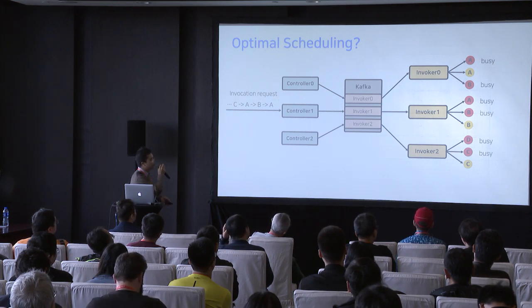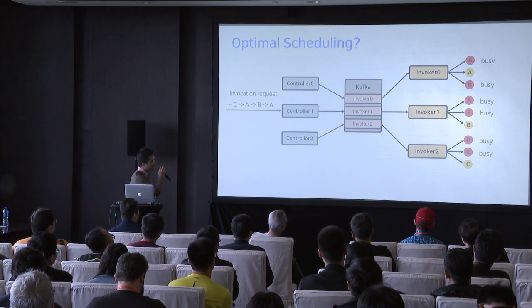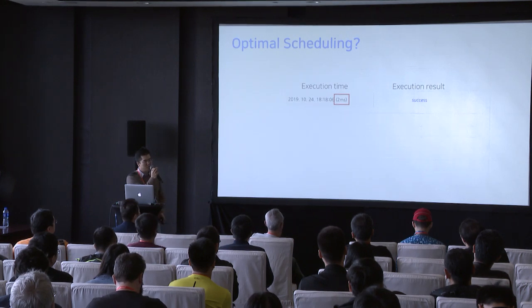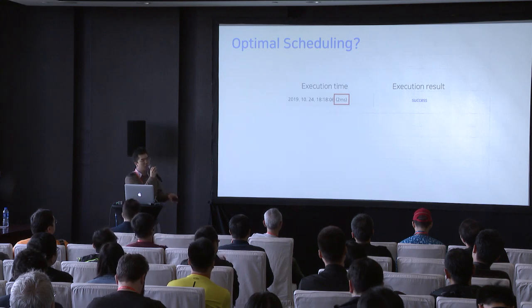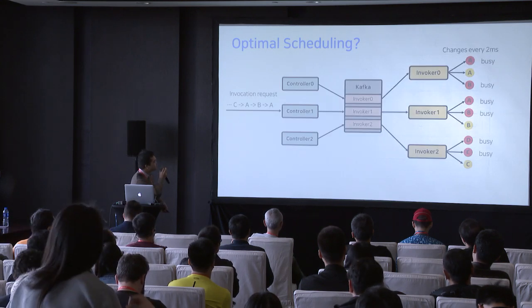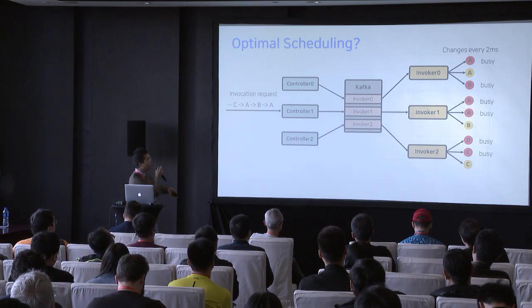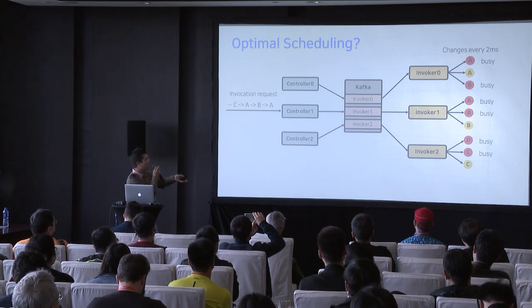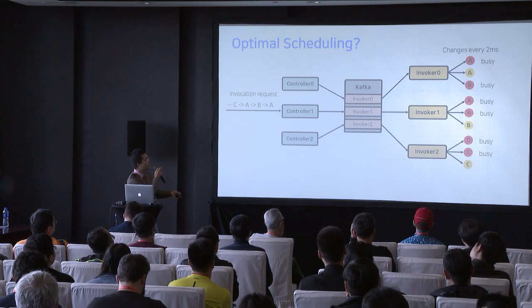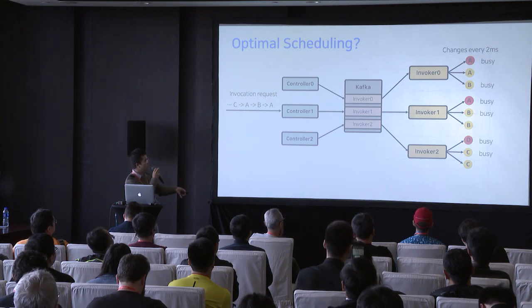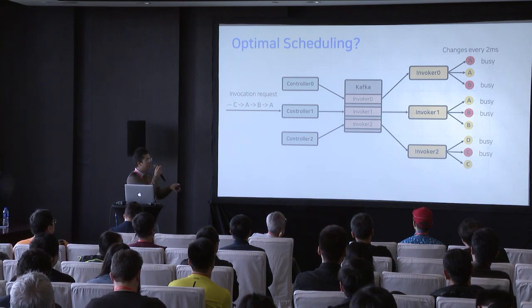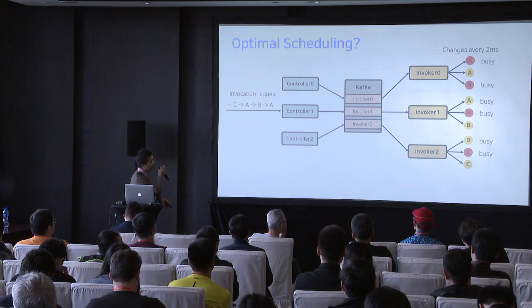But is it possible to get the invoker's status while we do scheduling? The answer is no. The reason is that the execution time of an action can be very short, like 2 milliseconds. That means the invoker status can be changed in only 2 milliseconds. So at this time, you may remember that the invoker status are like this, and it's correct. But after 2 minutes, it's changed, and changed, and changed again. But you still think that the invoker status keeps the same as your first sight, which is totally wrong.